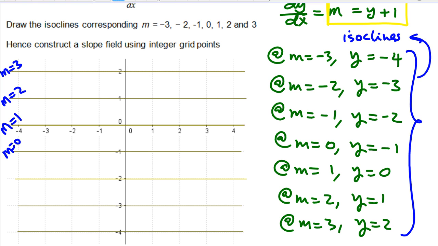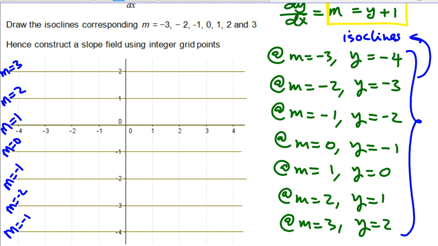Okay? And these are the ones that we are going to use to draw those hatch marks. M is 0. And the other one, y is equals to negative 2, m is negative 1. And y is equals to negative 3, m is equals to negative 2. Okay? And the last one, m is equal to negative 3.